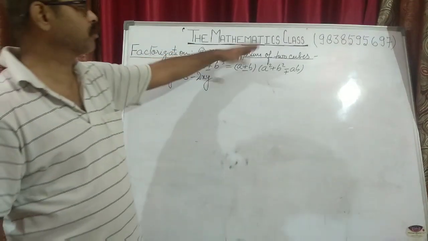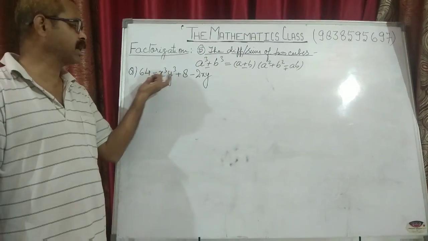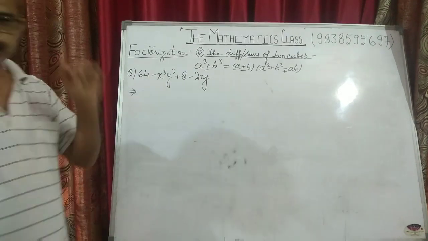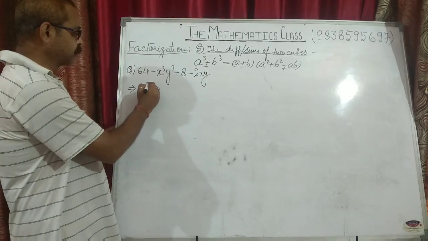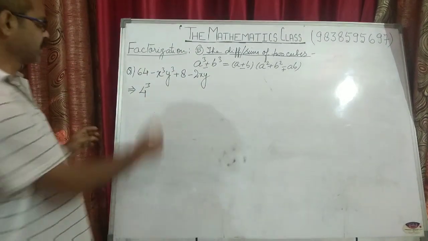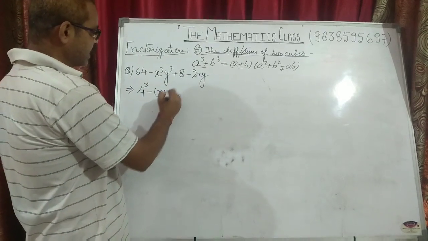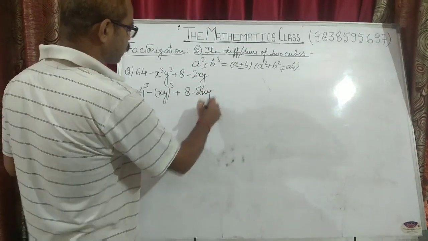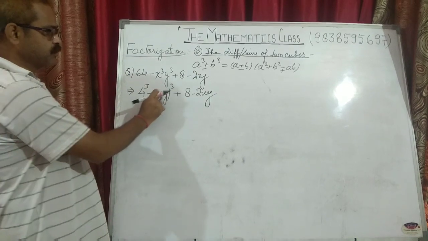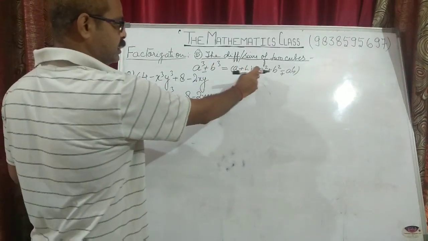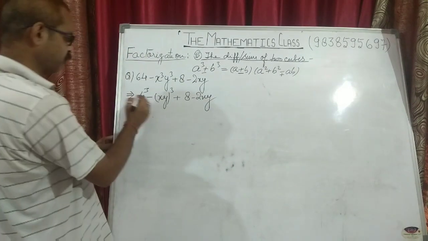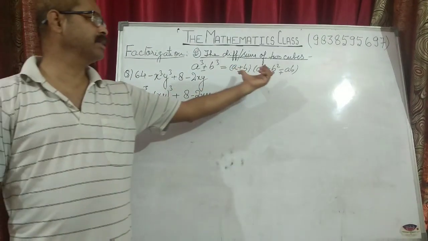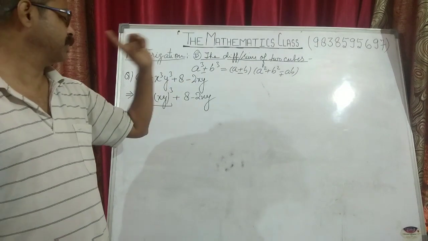Last question based on this topic, I am taking 64 minus x cube y cube plus 8 minus 2xy, and you have to factorize this. Now 64 means 4 cube: 4 into 4 is 16, into 4 is 64. So it is 4 cube minus (xy) whole cube plus 8 minus 2xy. We know that a cube minus b cube is (a minus b)(a square plus b square plus ab). So we will expand this portion using this formula.